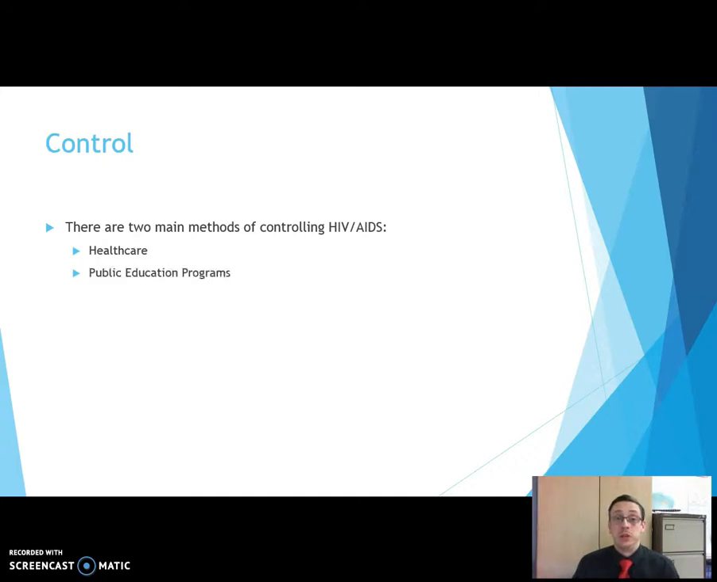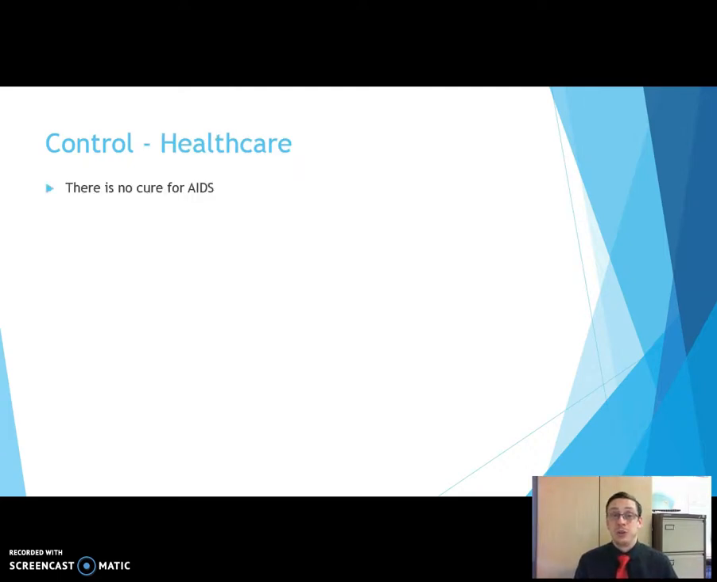Now, control. What do we actually do? Similarly with heart disease, there are two main methods of controlling HIV/AIDS. You've got healthcare and you've got public education programs. With healthcare, off the bat, there is no cure for AIDS. There are a lot of charities, governments and health organisations doing a huge amount of work trying to develop a cure. But as things stand right now, there is not a cure. There are treatments to manage the symptoms, but there is no cure.